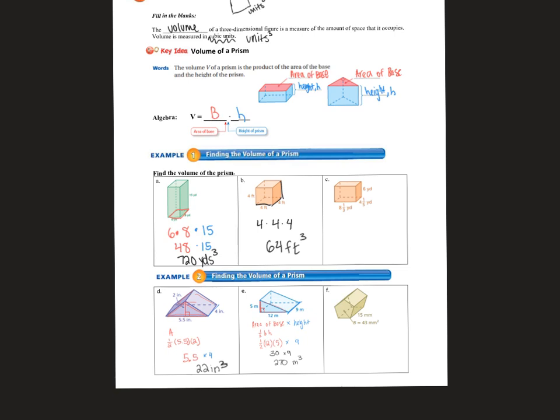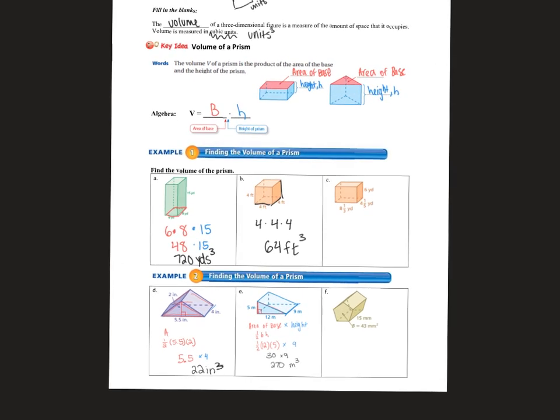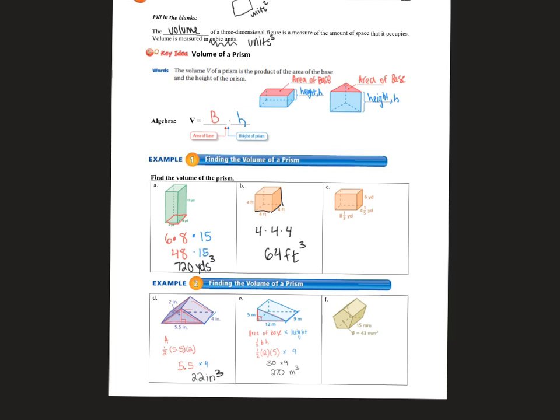So we looked at finding the volume, again, the space inside of a three-dimensional figure. We just have to find the area of the base, whether that is a rectangle or a triangle, and then we multiply that by the height of the figure. Again, when we have a triangular prism, the base is always going to be that triangle, so you have to take that half into consideration when finding that area.